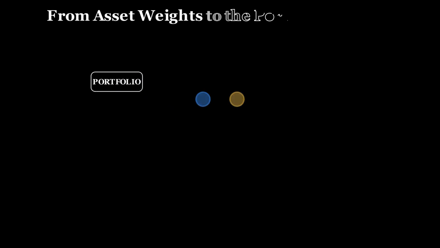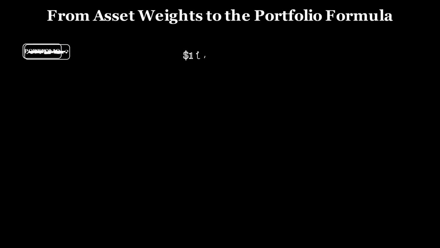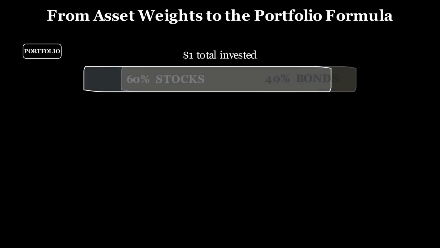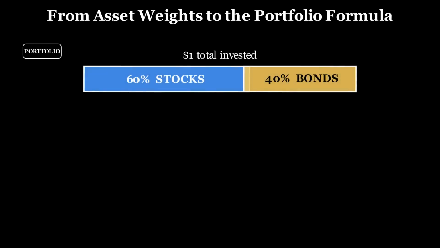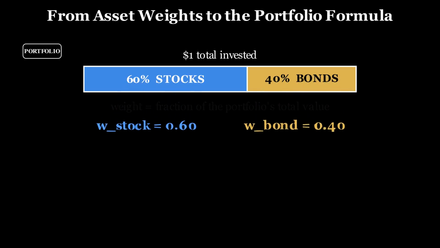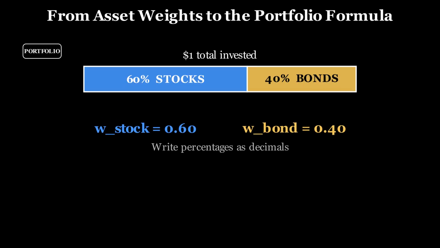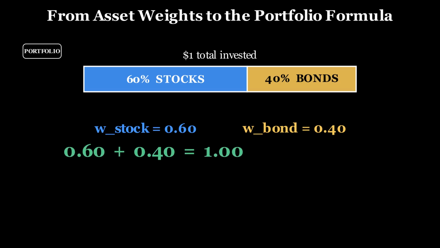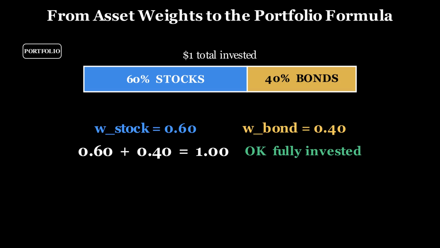A portfolio contains money distributed among different investments. The fraction invested in each asset is called its portfolio weight. Suppose 60% of our money is invested in stocks and 40% is invested in bonds. We write these weights as decimals, 0.60 and 0.40. For a fully invested portfolio, the weights should add to 1. Here, 0.6 plus 0.4 equals 1. So all our money has been accounted for.